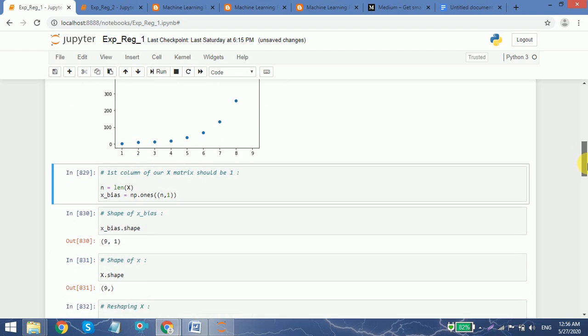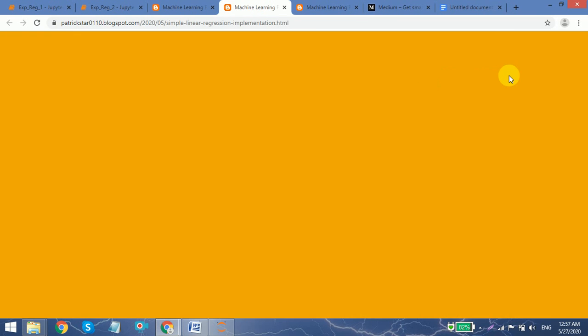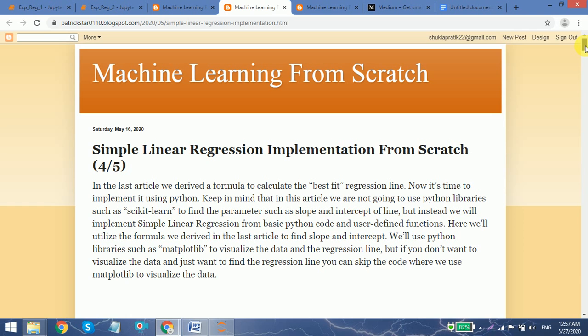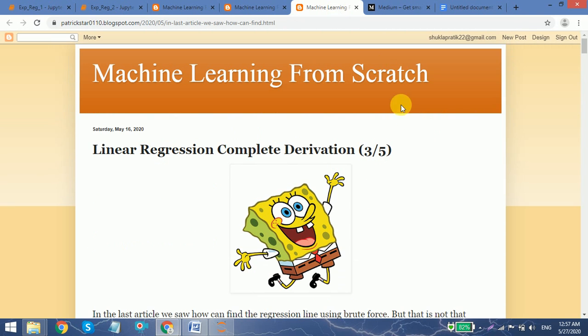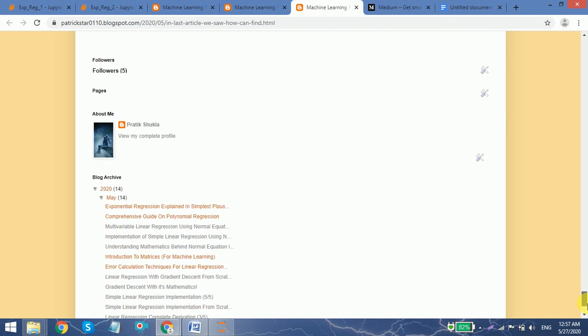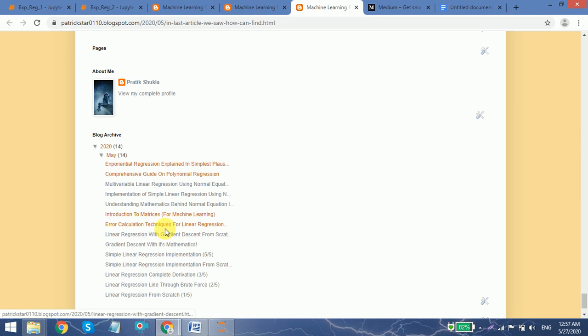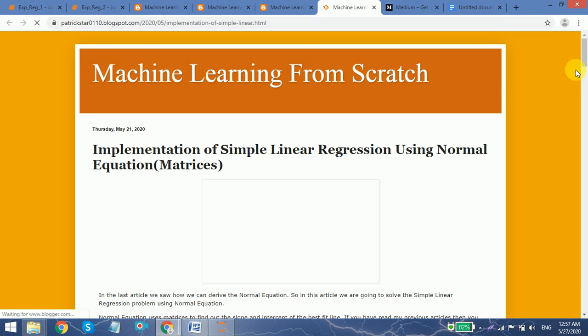Moving forward, we are now going to form our matrix X. For those of you who don't know why we need the matrix X, let me quickly show you. Here is my blog if you want to check it out. I post all my articles here. Implementation of simple linear regression using the normal equation. This is what we need now.